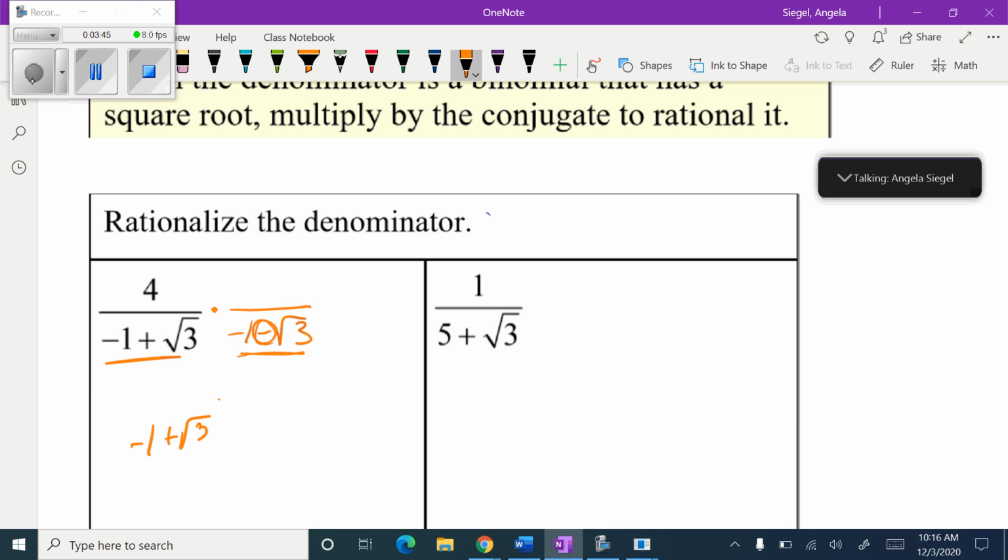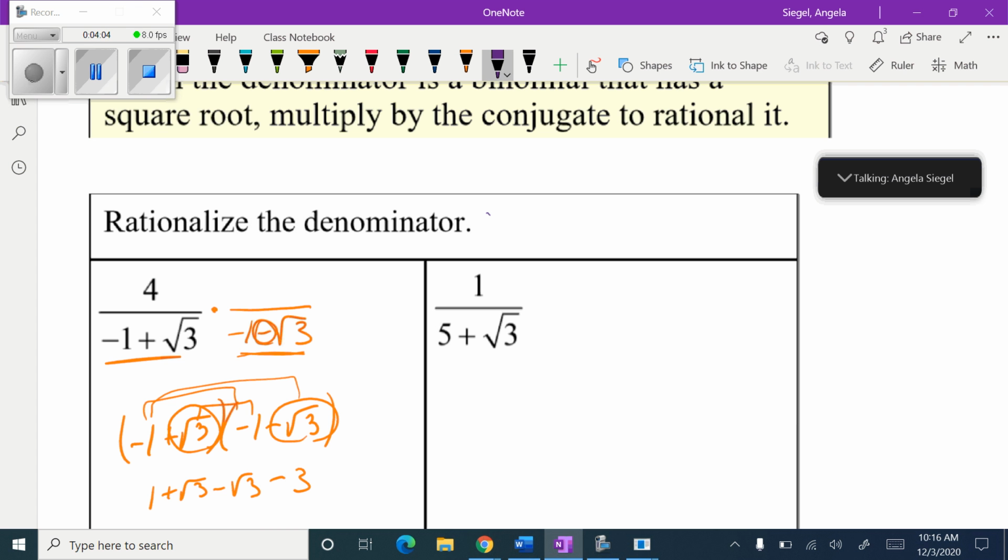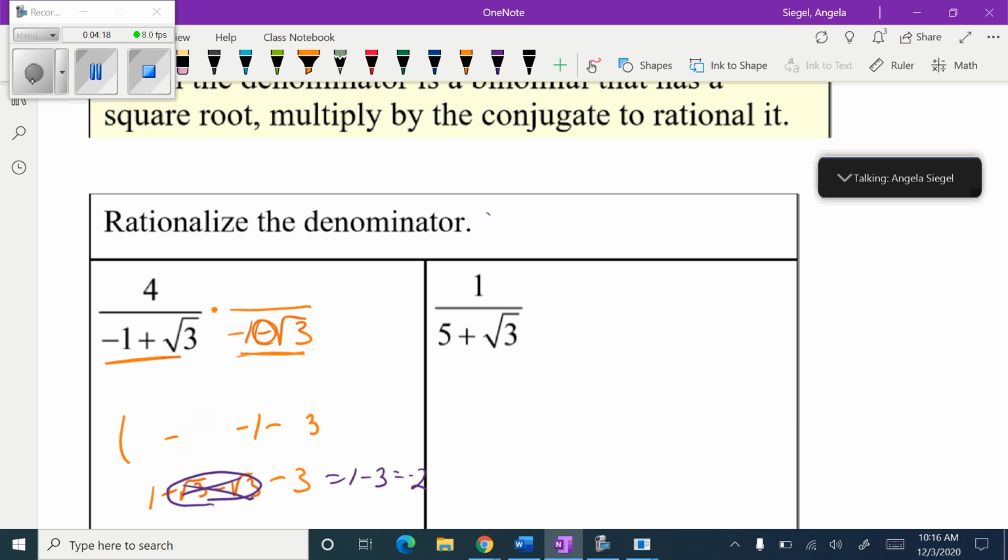So when you multiply these together, and we've talked about this before in this class too, we have first, 1, outer, that's going to be positive square root of 3, inner, negative square root of 3, and last is negative 3. So if you'll notice, these cancel out, and I get 1 minus 3 is negative 2. So that's why conjugates are our friends, because they always end up without a square root in the denominator. So let's clean this up a little bit.